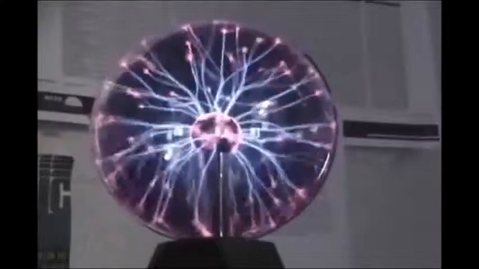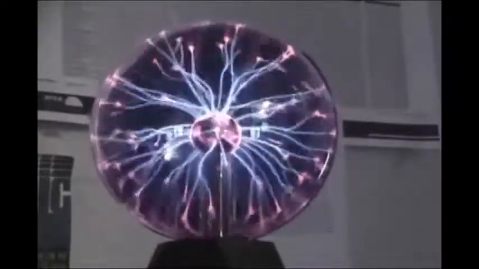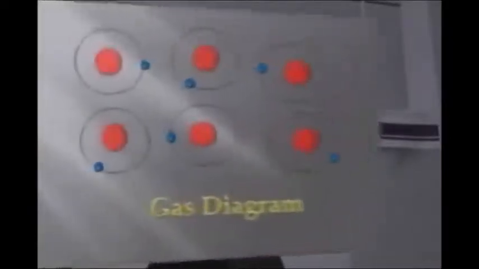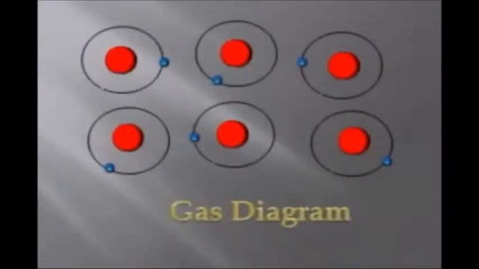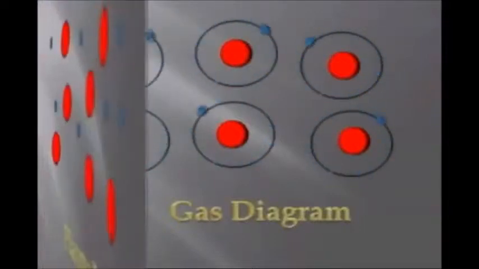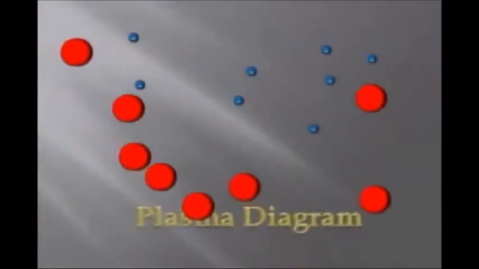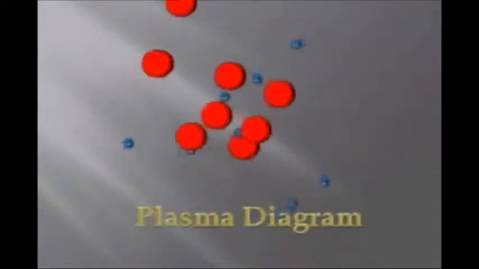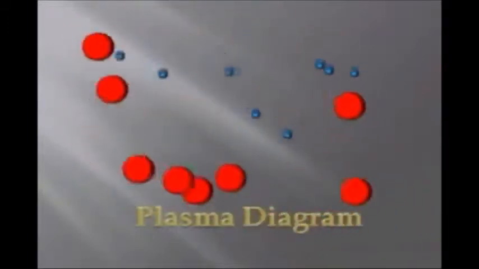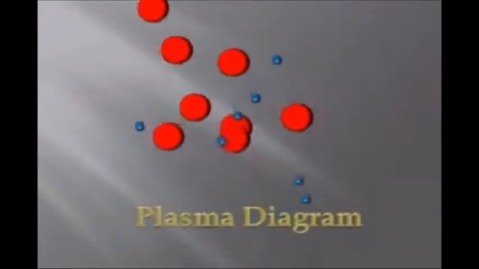However, plasmas contain underlying physical concepts. So what is a plasma? Let's first look at a gas. A gas has a positive core with the negative electrons orbiting around the core. A plasma is a gas that is heated to the point that the individual gas atoms break apart into a collection of positively and negatively charged particles.